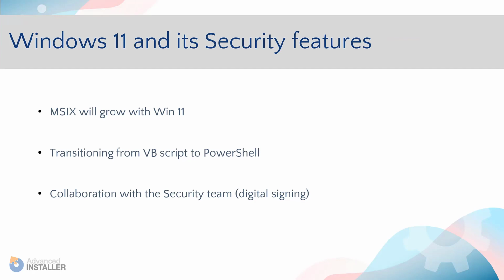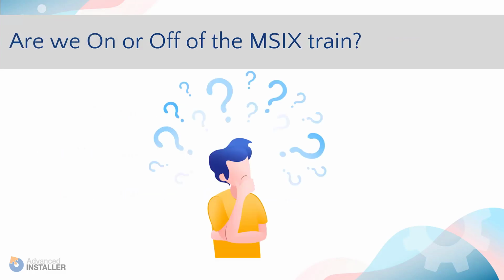I think that all these challenges will only accelerate the MSIX migration. The question is whether we are on or off the MSIX train. Well, that is hard to say, but why not have an overview of the current portfolio without too much headache? And here is how Advanced Installer can help you. You should first target the apps that are not critical, let's say the human resources app, and see how ready they are for the MSIX migration. If this comes with good results, start exploring the whole portfolio.